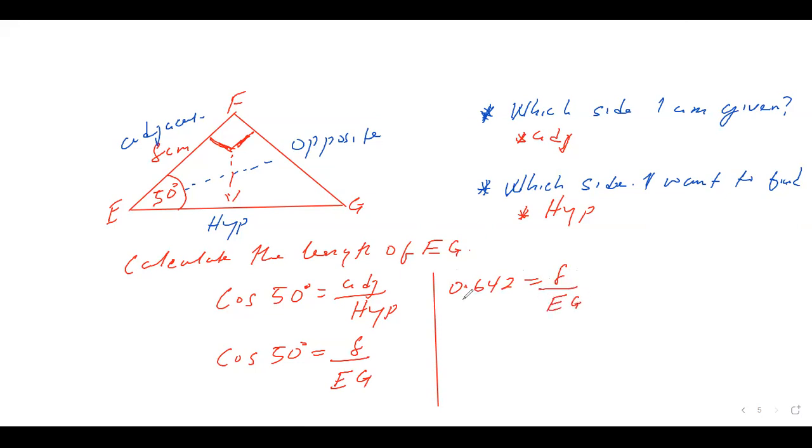Then I put this over 1. Then what do I do, cross what? Multiply, right? So I get 0.642 times EG is equal to 8, right? Now I say EG is equal to 8 divided by 0.642. Okay, what do we get now?